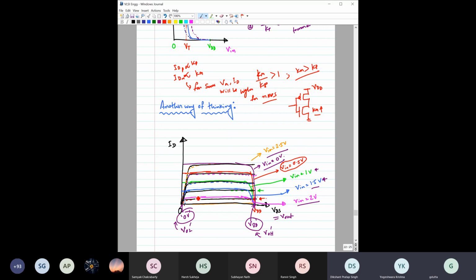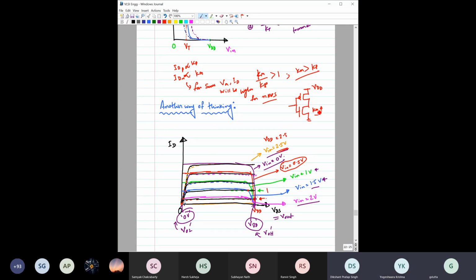For example, earlier you have seen that the first intersection was here, the second intersection was there, the third intersection was this, the fourth intersection was here. This is for 1 volt. So switching is happening between 1 volt and 1.5 volt. Here VDD is equal to 2.5 volt, and you are getting a switching between 1 and 1.5.